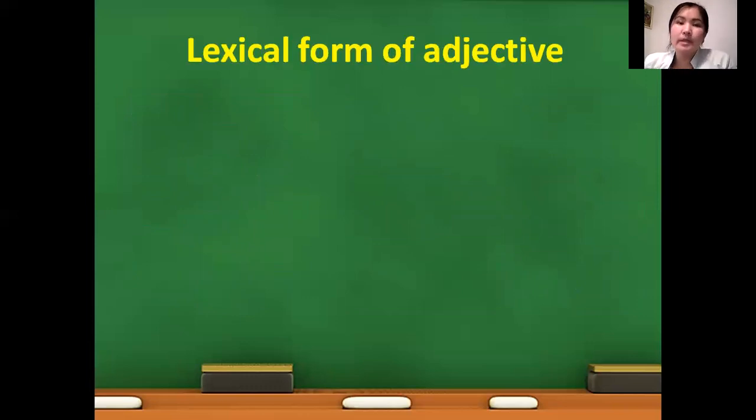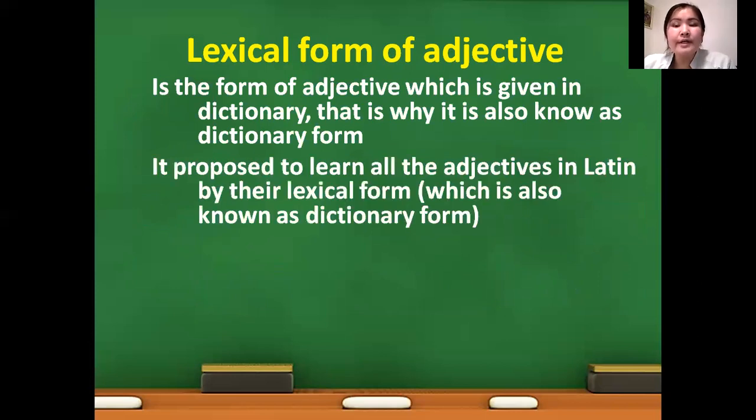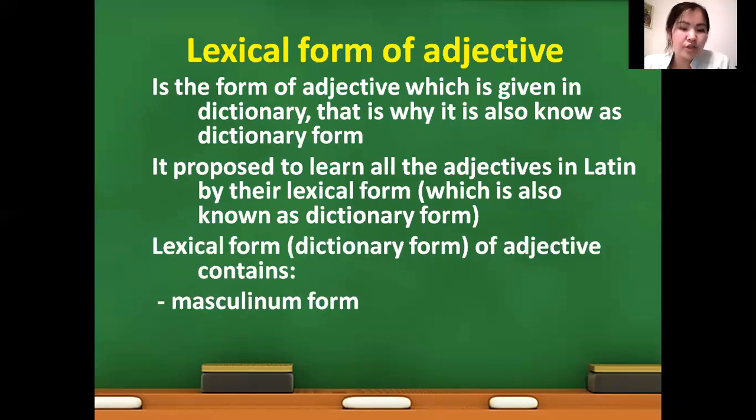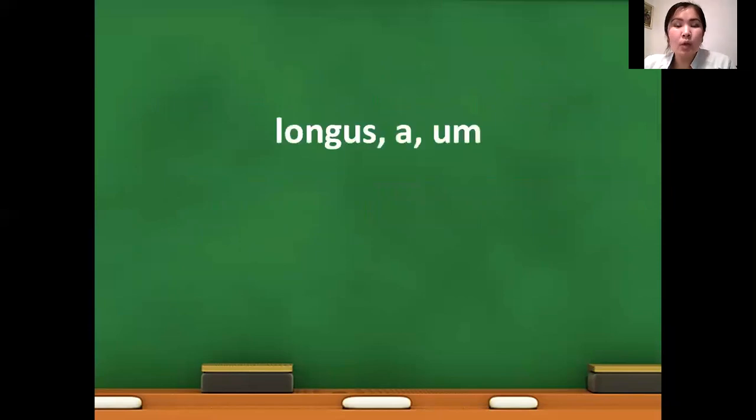Now, guys, one more thing you must know about adjectives: the lexical form of an adjective. What is this? The lexical form, also known as the dictionary form because it is found in the dictionary, contains very important and necessary information about adjectives. That is why it is advised to learn all Latin adjectives in their lexical forms. Which information is given in this form? We can find the masculinum form of the adjective, the femininum ending, and the neutrum ending. For example, longus, a, um is the lexical form of the adjective long.